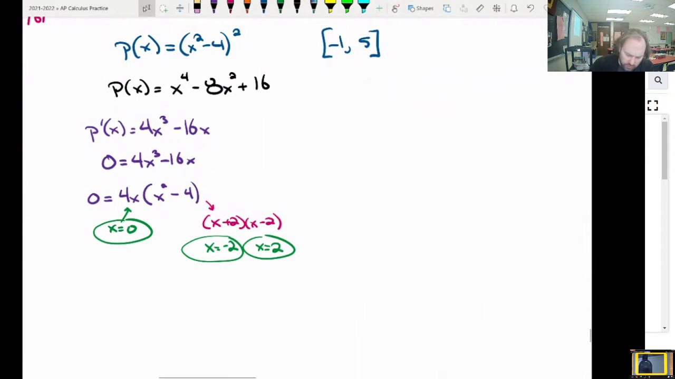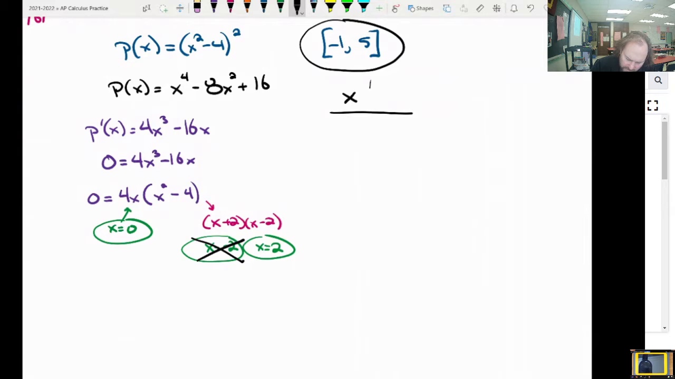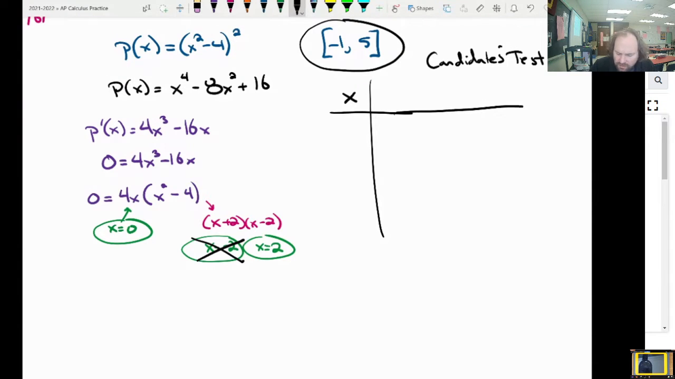Now, we are going to ignore x equals -2 because it is not on the range from -1 to 5. So that means we need to test a bunch of things. We're going to make a little testing table here. This is called a candidates test. I'll write that down. Candidates. I never know how the word candidates is spelled. Now, we need to test any one of the critical values, so 0 and 2.